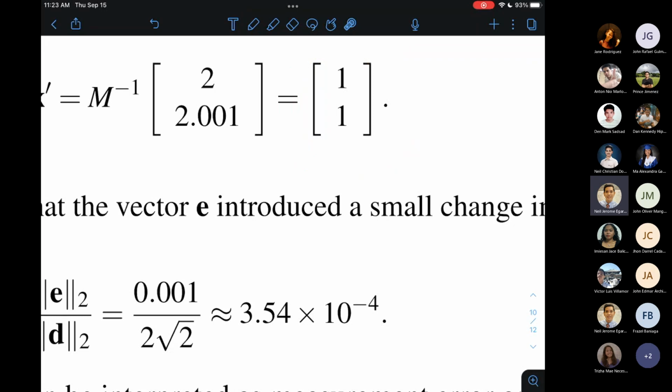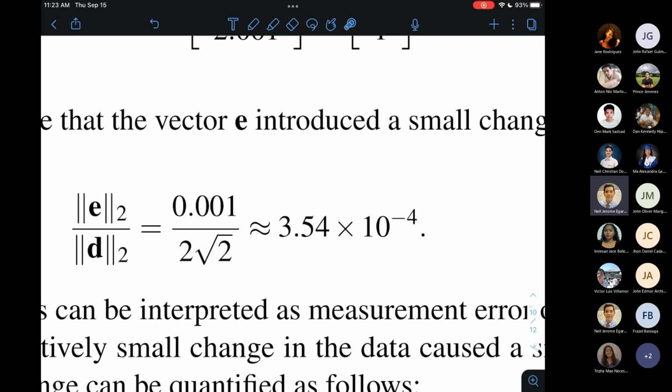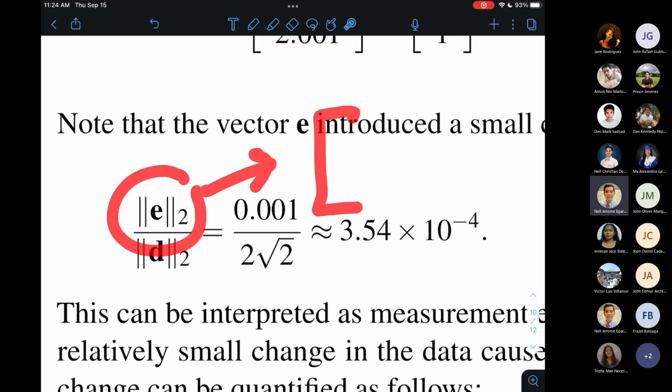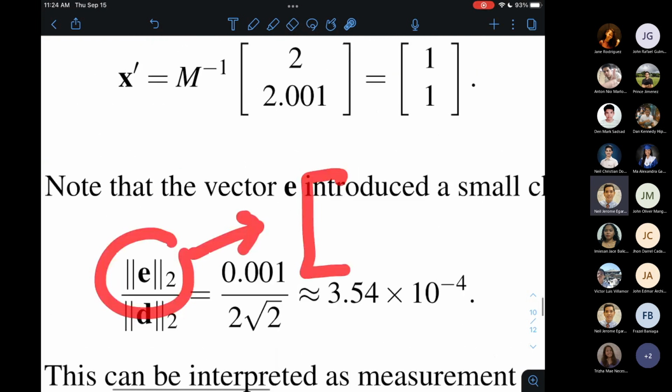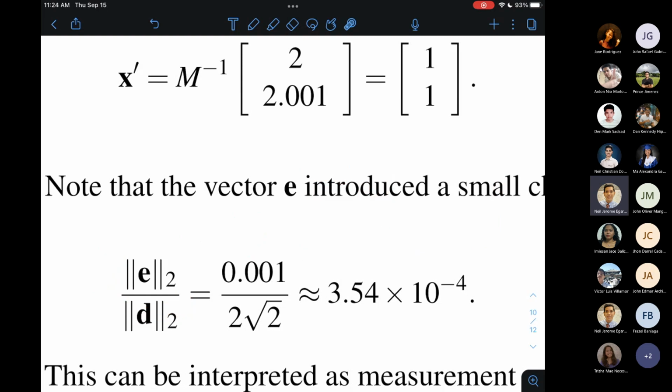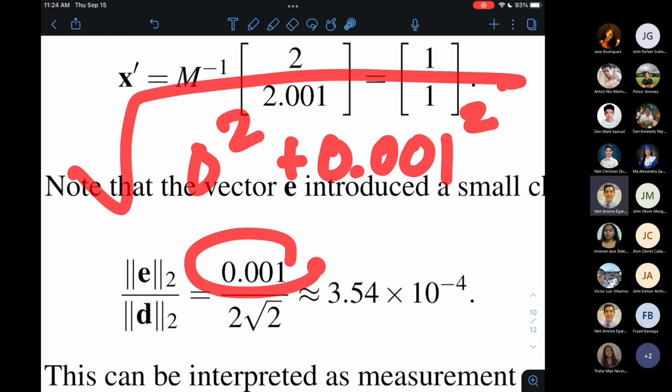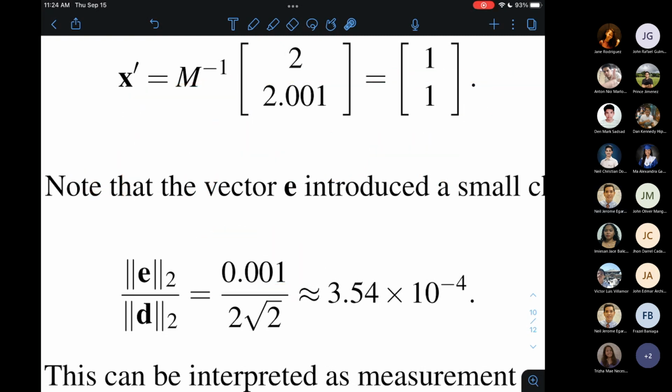Okay? To analytically justify this, tingnan natin gaano ba kalaki yung noise relative to the original data. So yung noise vector, yung specific noise vector na kinuha ko ay 0, 0.001. Pag kinuha niyo yung L2 norm, so that would be 0 squared plus 0.001 squared. Kunin ko yung square root, ang sagot 0.001. Tapos yung data natin na D ay 2,2.